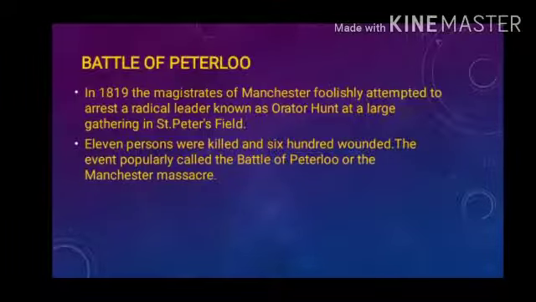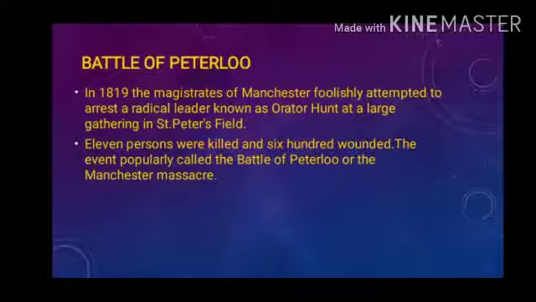Battle of Peterloo. There was widespread discontent among poor people on account of various factors like low wages, high price of corn, and unemployment. There were fierce riots in many places, and the government authorities tried to put down these riots with an iron hand. In 1819, the magistrates of Manchester foolishly attempted to arrest a radical leader known as Orator Hunt at a large gathering in St. Peter's Field.